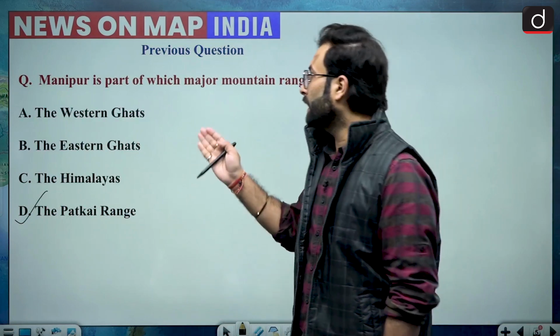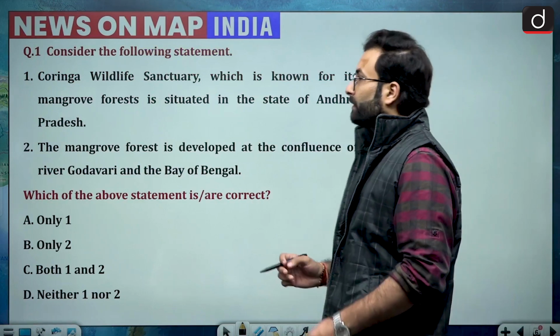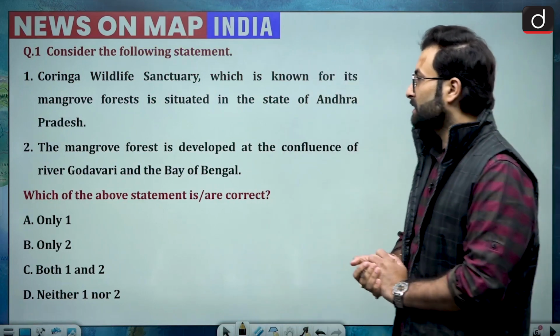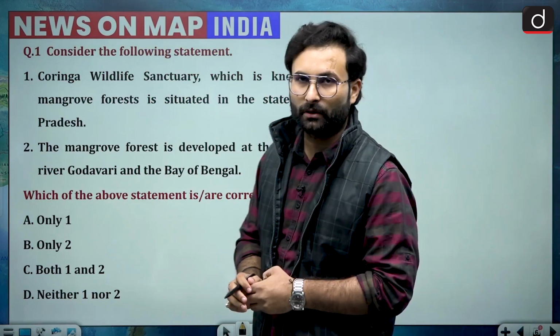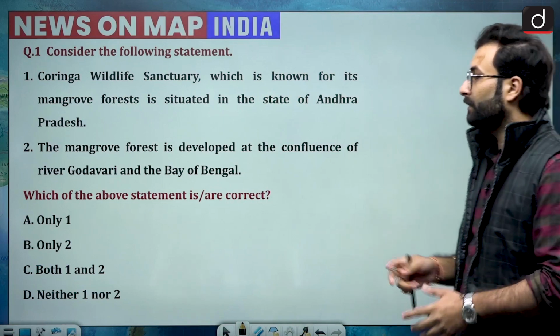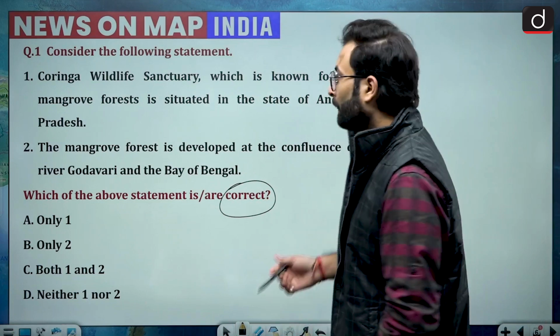Then moving to question number 1 of this segment. Consider the following statements. Statement 1: Coringa Wildlife Sanctuary, which is known for its mangrove forest, is situated in the state of Andhra Pradesh. Statement 2: The mangrove forest is developed at the confluence of river Godavari and Bay of Bengal. You have to choose the correct statement. So let's see.